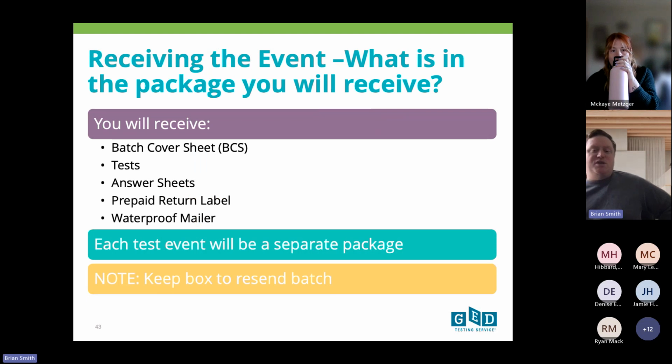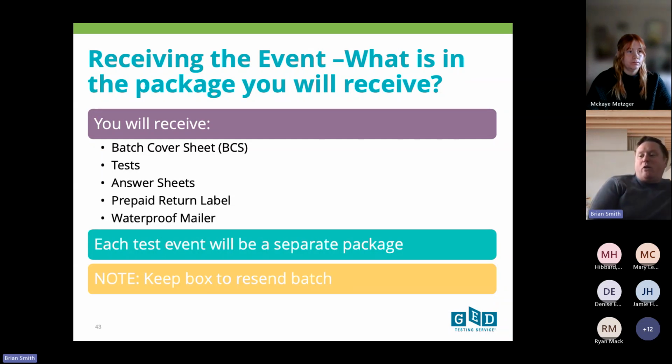So what are you going to receive once you've created a testing event? You will receive the batch cover sheet, which will have the list of all the tests that you will be giving. You will have the actual tests that you've requested and answer sheets related to those tests. You will get prepaid return labels, and you will get a waterproof mailer to protect the tests. Each test event will be a separate package. So if you're doing one testing event one week and another the next week, they won't be sent together. They will be sent in separate packages.